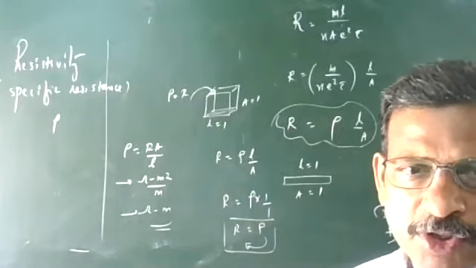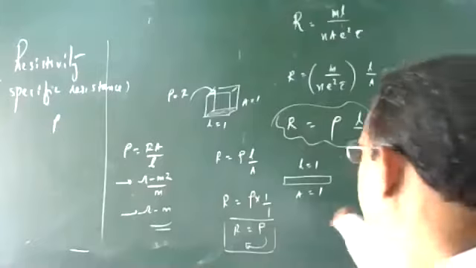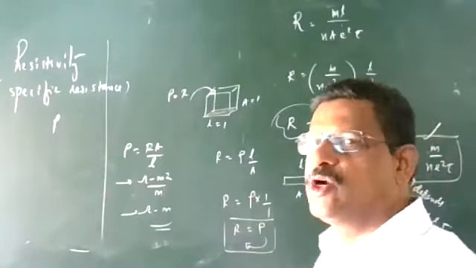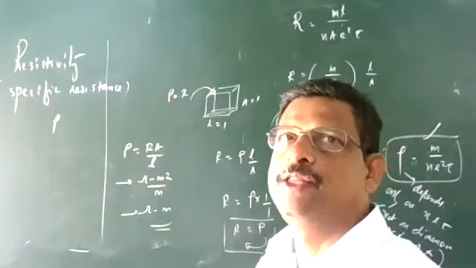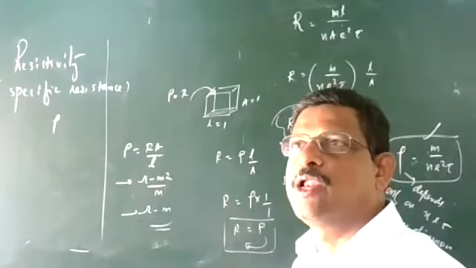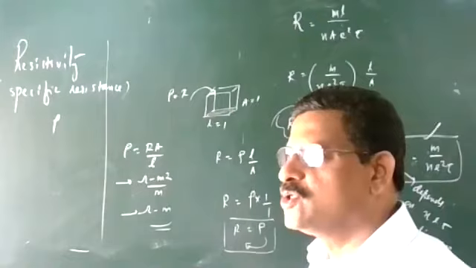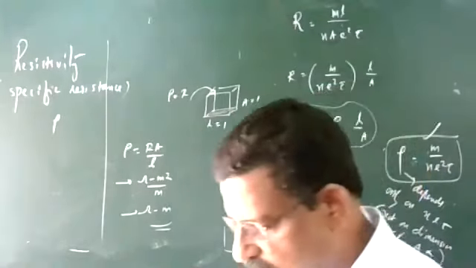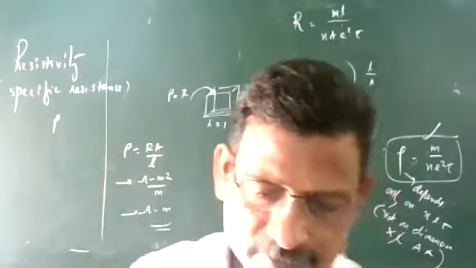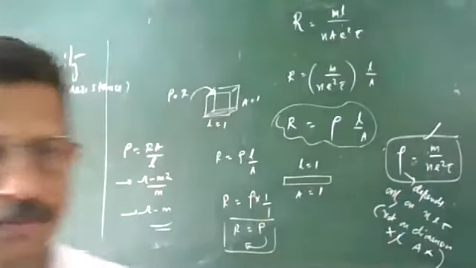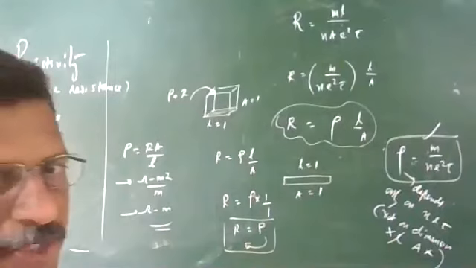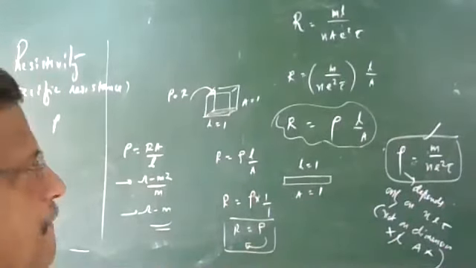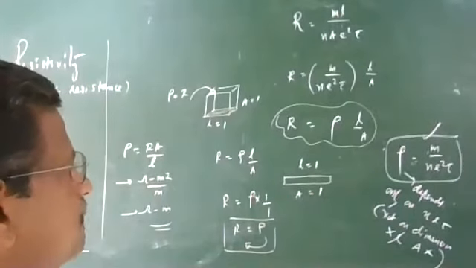So all of you write the equation for resistivity in terms of relaxation time, that is, rho equals m upon n e square tau. Write that equation five times. And remember the definition of resistivity, specific resistance. Very simple and very important point.